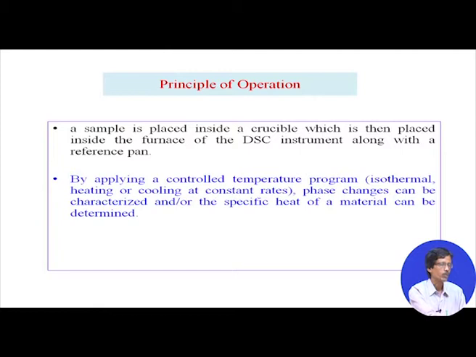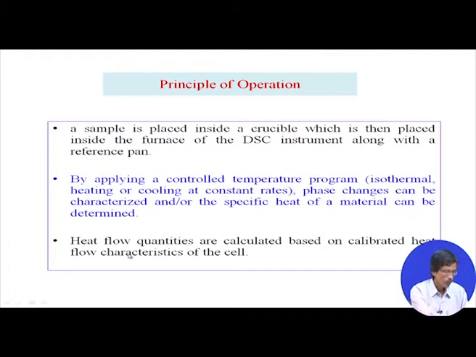It is increasing at a rate of say 2 degree per minute, or 5 degree per minute, or 10 degree per minute. So, heating can be done in an isothermal way. Isothermal heating or cooling at constant rates we can do in two different ways. So, we can have phase changes. The phase changes can be characterized or monitored, and the specific heat of the material can be determined. That is the last thing we just tabulated, the measurement of the specific heat of the sample. Then when we supply energy to the sample or the reference, we are looking for some heat flow. So, heat flow quantities we then calculate, or calibrated heat flow characteristics of the cell.